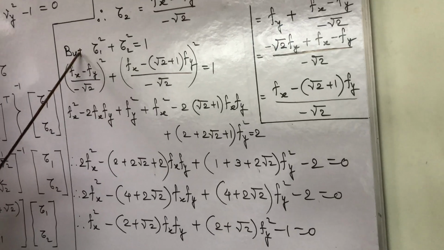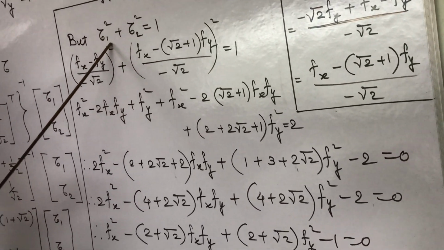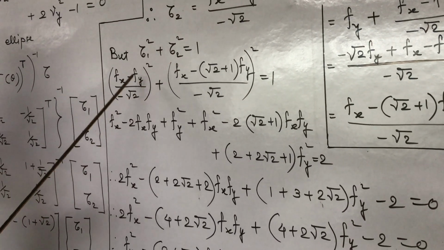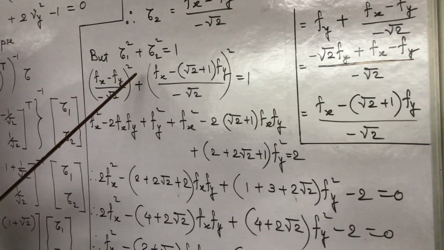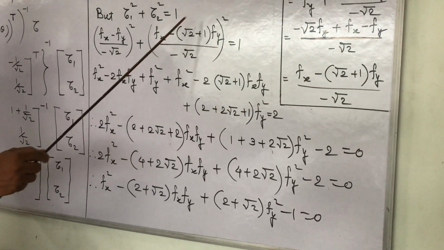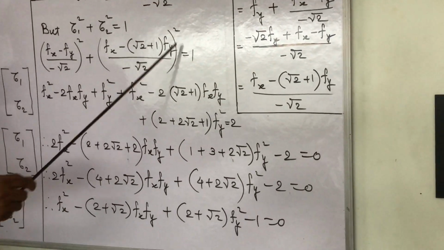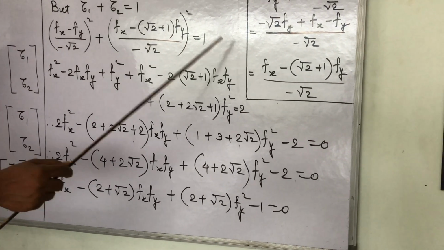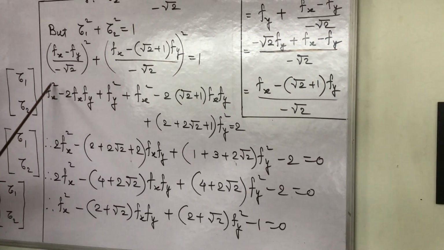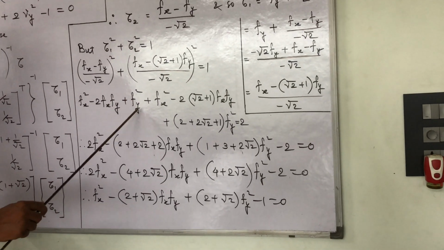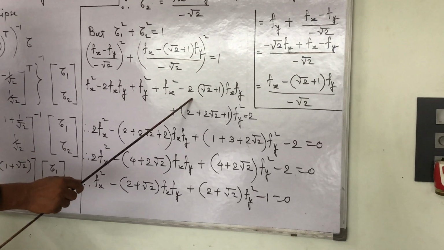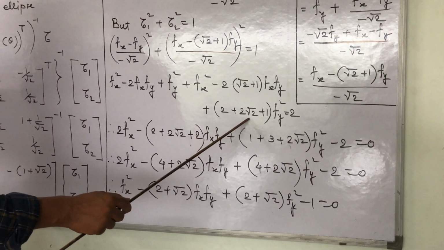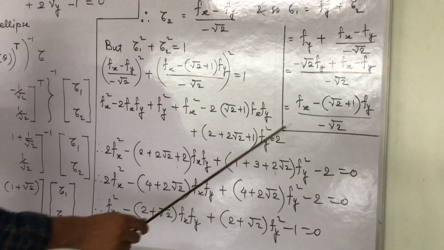So applying the condition, unit circle rule, tau 1 square plus tau 2 square equal to 1. We have applied torque on both the joints satisfying this condition. So ((fx minus fy) upon minus root 2) whole square plus ((fx minus (root 2 plus 1) into fy) upon minus root 2) whole square equal to 1. So simplifying, first multiplying 2 on both sides, because minus root 2 square is 2. So fx square minus 2 fx fy plus fy square plus fx square minus 2 into (root 2 plus 1) into fx fy plus squaring of these, (2 root 2 plus 1) into fy square, and here 2.